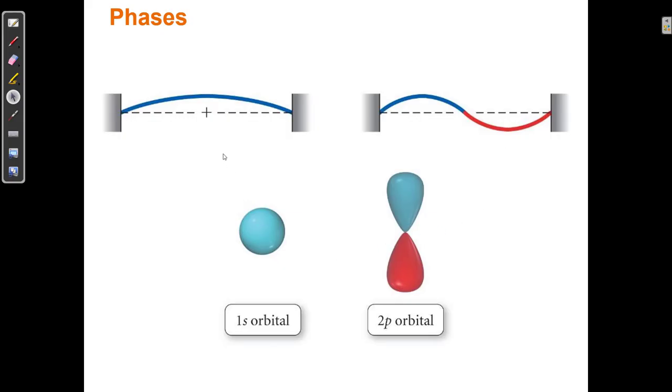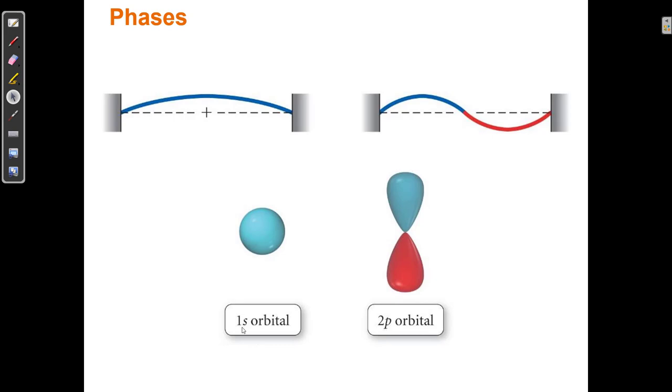In an S orbital, this is just N equals 1. The rope is all above the zero point, so it's all plus. It's all one color. In N equals 2, I have one node. It goes from blue, which is high, to red, which is low. This right here is the node in my 2p orbital. This is where it switches from blue to red. So a node in an orbital is where it changes colors. Zero nodes, it doesn't change color. One node, it does change color.